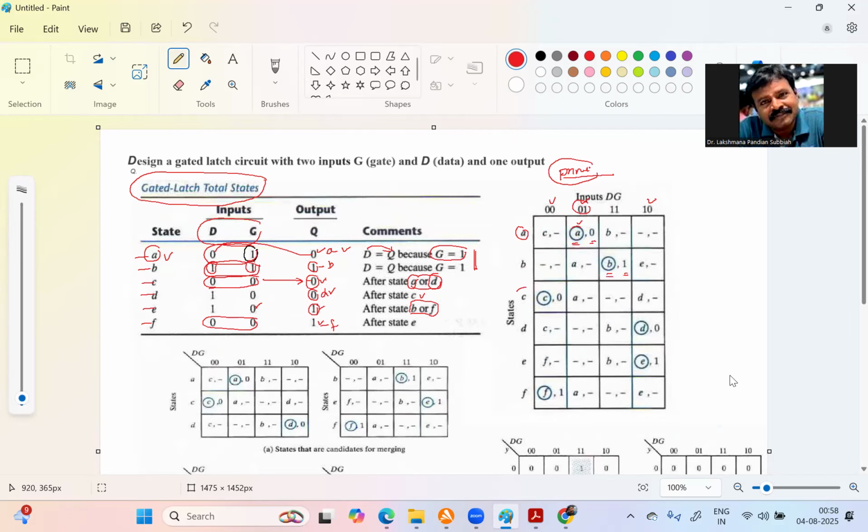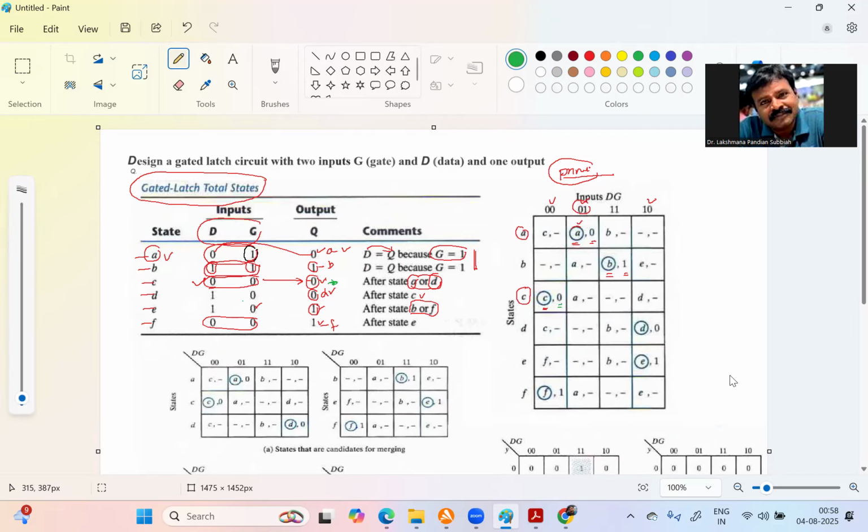Similarly, for C, C is 0, 0. Here C is 0, 0. Then here you have to fill that one C with a circle and the output is 0. For the 0, the output is 0. For C, the output is 0. So you have to put the output as 0.